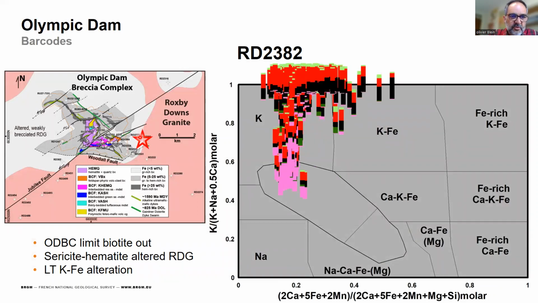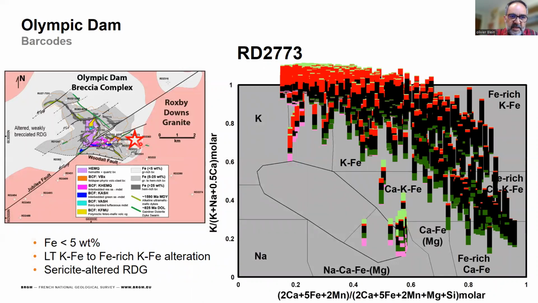In the borehole at the contact of the Olympic Dam breccia complex, we still observe sericitization, here associated with hematite alteration, which produces this horizontal step with barcodes dominated by potassium in red and iron in black. In the external part of the Olympic Dam breccia complex, boreholes are characterized by rare least altered rocks. We still observe a light sericitization.